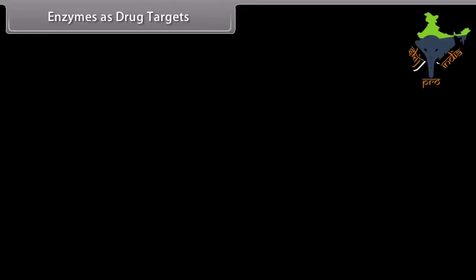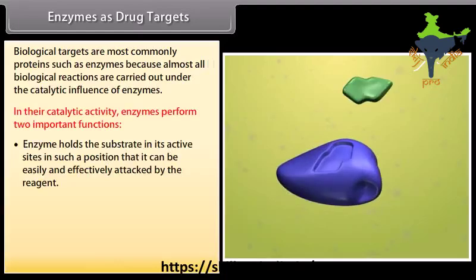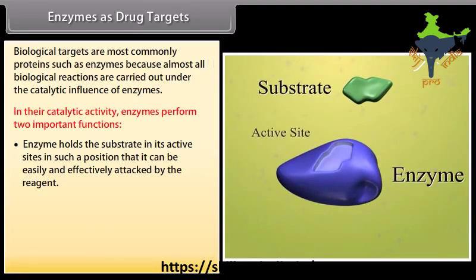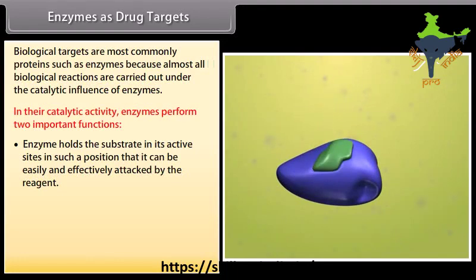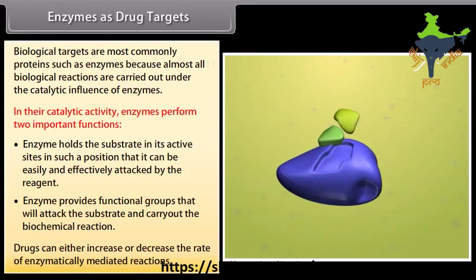Enzymes as drug targets. Biological targets are most commonly proteins such as enzymes because almost all biological reactions are carried out under the catalytic influence of enzymes. In their catalytic activity, enzymes perform two important functions. Enzymes hold the substrate and its active sites in such a position that it can be easily and effectively attacked by the reagent. Enzymes provide functional groups that will attack the substrate and carry out the biochemical reaction. Drugs can either increase or decrease the rate of enzymatically mediated reactions.